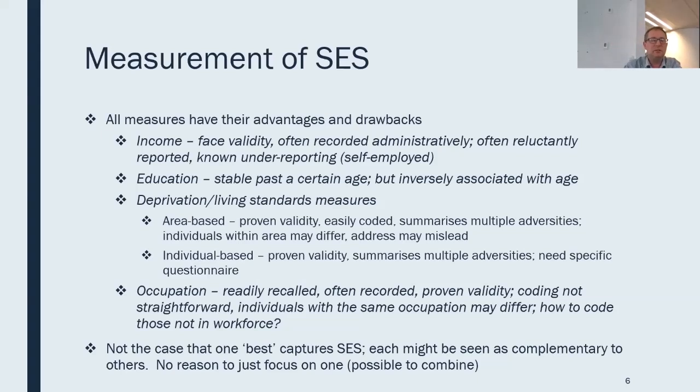Deprivation or living standard measures have now got a long history. They're relatively easily coded. They can summarize across multiple adversities, but there will be variation within areas that are coded for deprivation, and to that extent an address may mislead. Individual-based ones actually measure the individual household unit and the deprivation levels they have. That's what I also talked about in the previous presentation, in the SOFI sample. It also summarizes multiple adversities, but you actually need a questionnaire to find out what the level of deprivation or the living standards are of a particular household.